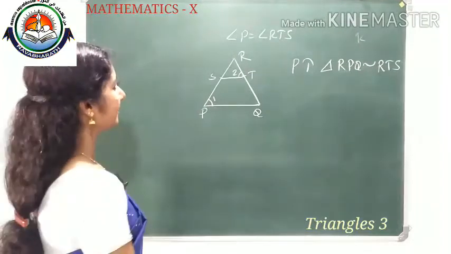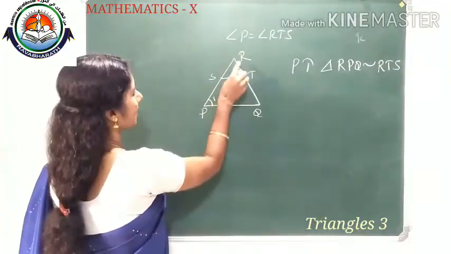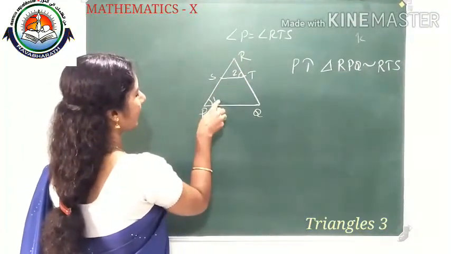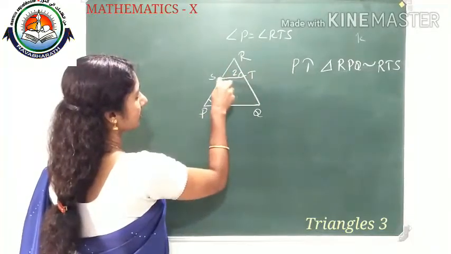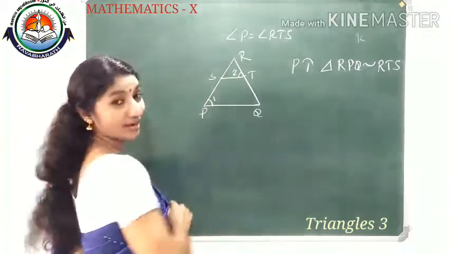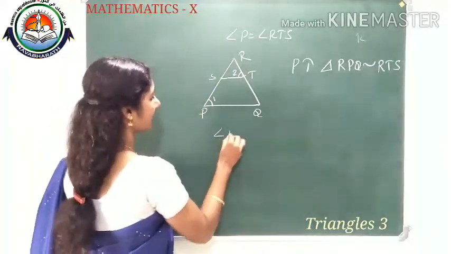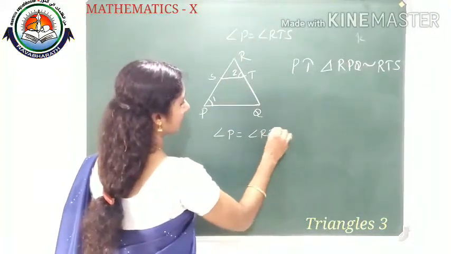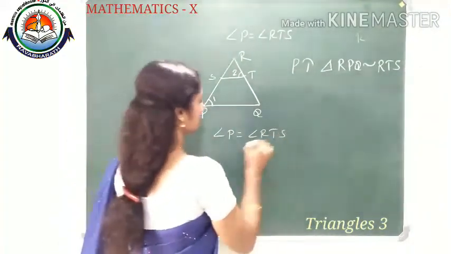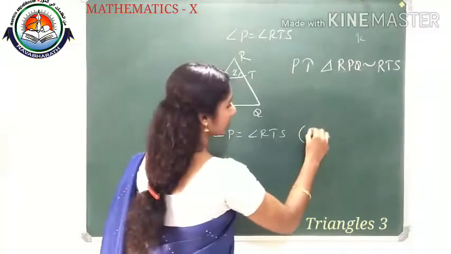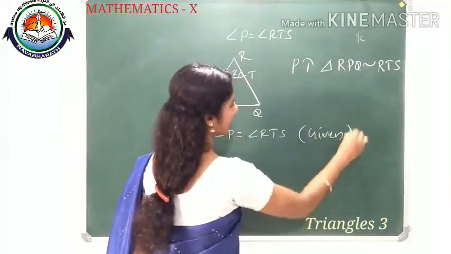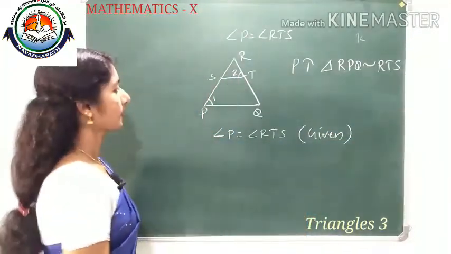Okay, see in these two triangles, RPQ, angle 1, RTS, see, angle 2. So it is given angle P is equal to angle RTS, or you can write angle 1 equal to angle 2, given. This information is given. Okay.